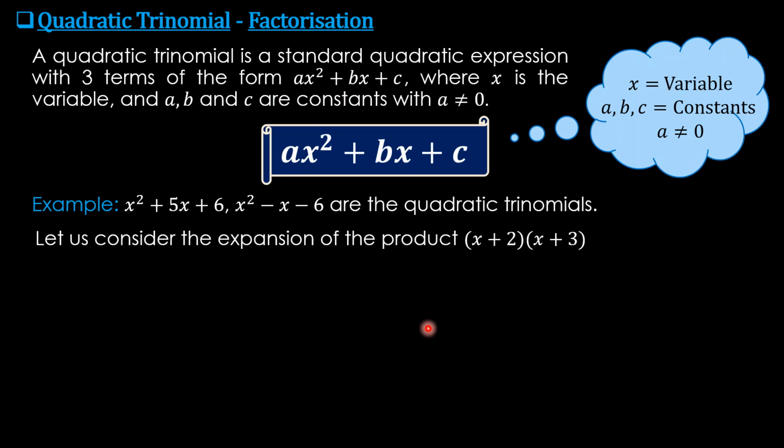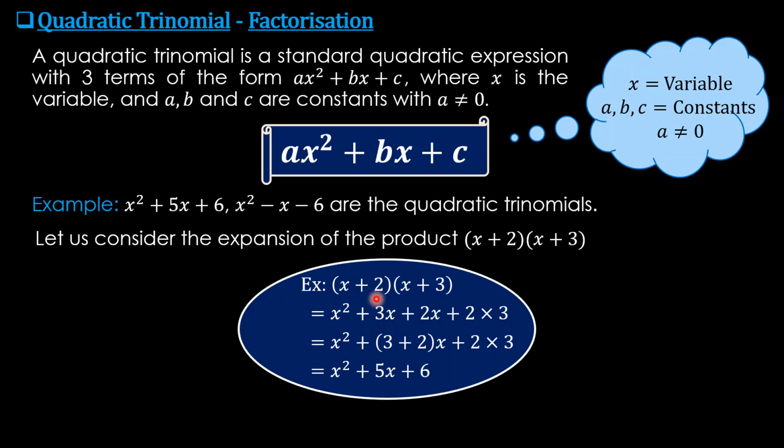Let us consider the expansion of the product (x + 2)(x + 3). We multiply x by each term, then 2 by each term. So x times x gives us x², x times 3 gives us 3x, then 2 times x gives 2x, and 2 times 3 gives 6. That's how we get four terms. So x², then 3x + 2x inside a bracket, which is 5x, and 6. So on expansion of this product, we get x² + 5x + 6.